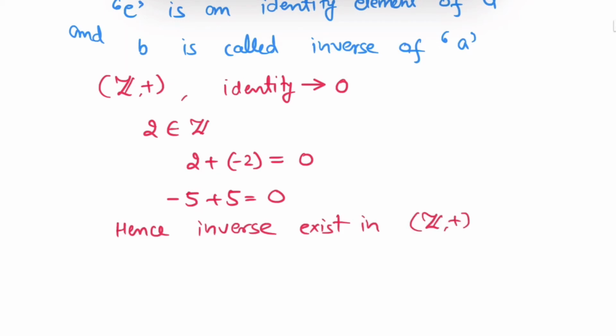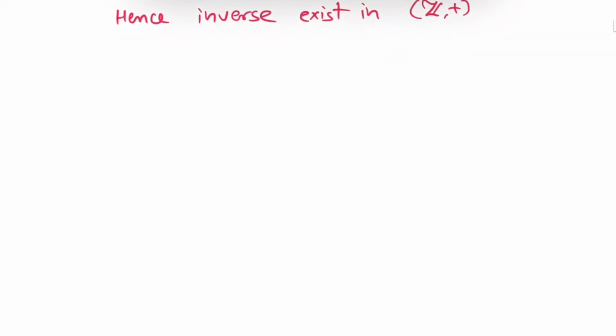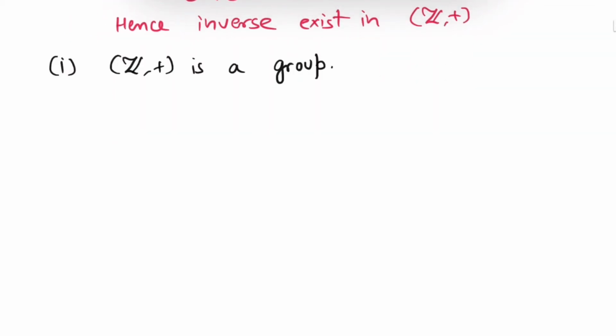So if any algebraic structure (G, star) satisfies all the above 4 properties, then G is said to be a group under the operation star. Till now we have seen (Z, plus) holds all the 4 properties, hence (Z, plus) is a group. Now let us see a group having an additional property which has a special name.